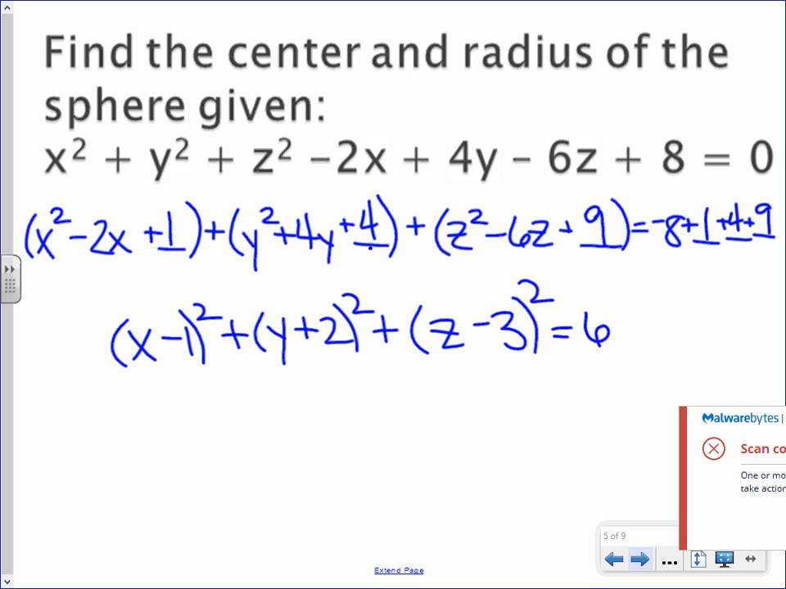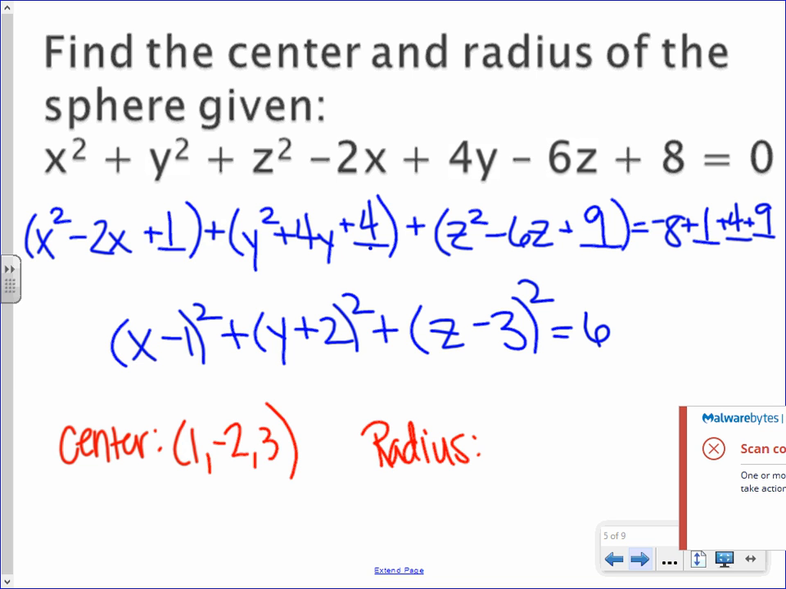That's taking longer than two. So Caleb, where is our center? At 1, -2, 3. And our radius, Eli?